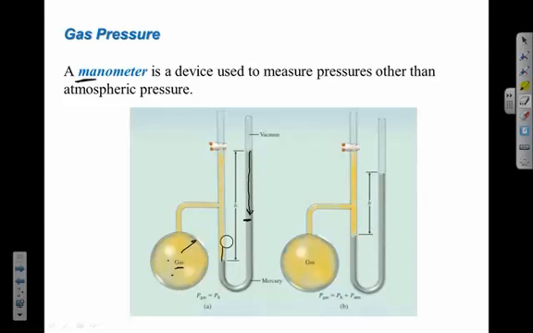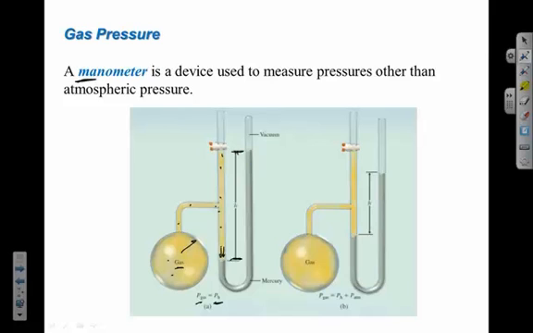But when I expose that mercury to my gas, and the gas particles are moving around and bouncing around in here, and it's sealed, the gas particles start to hit down on the surface of the mercury. That pressure causes it to move up. So the difference in height tells me the pressure of the gas. So I know the pressure of the gas is the height that the mercury has gone up.